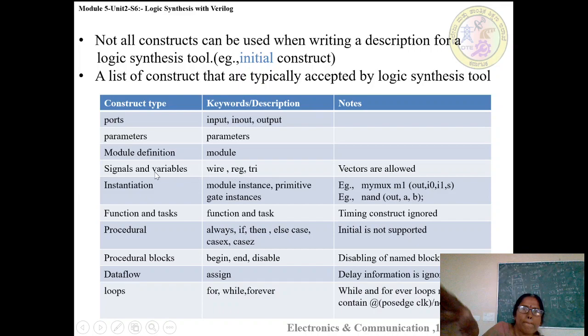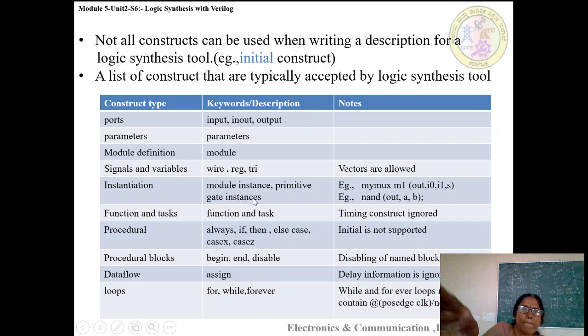Signals and variables are wire, reg, tri. These are the signals and variables, and vectors are allowed for wire and register. For instantiation we are using module instances and primitive gate instances.